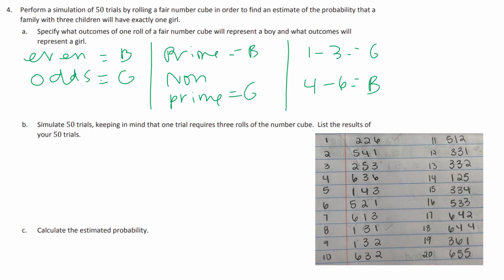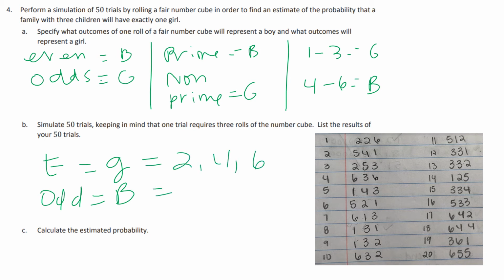So we're going to go ahead and look at the data that I collected. It says, list the results of your 50 trials. That's this picture that I have right here. Also, what I decided to do was, I did the first example. I said that even is going to be a girl, and then odd is going to be a boy, is what I did when I did my trials. So that means an even would be a 2, 4, or a 6, which would be a girl, and an odd would be a 1, a 3, or a 5.